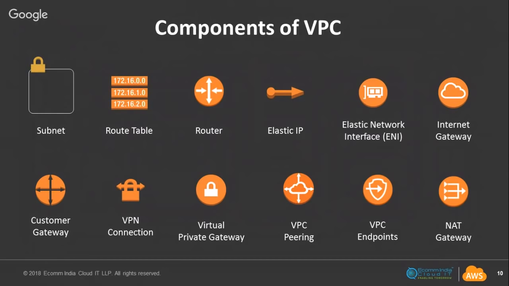How many static IPs can be attached to an ENI? Is there a limitation? So think of it like one IP goes to one ENI. All right.